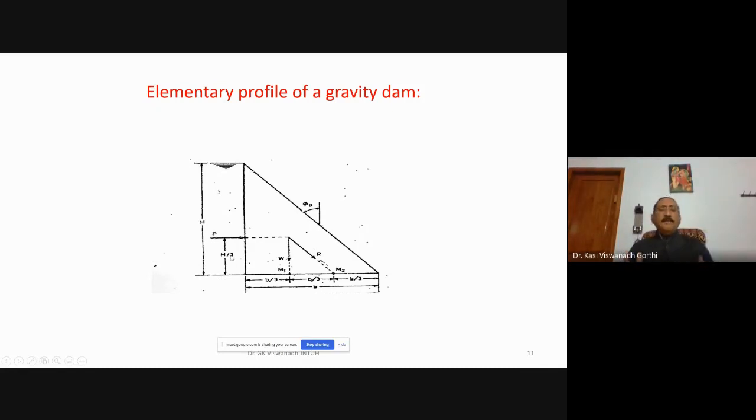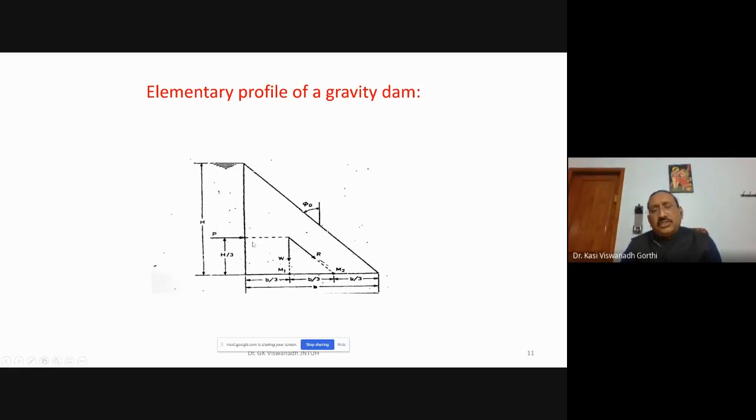So there are two major loads coming on the elementary profile. Other forces would also be there, but we are not considering them at the moment because we would like to see how simple the analysis is, and then we try to go further towards adding other forces also, maybe uplift force, etc. So the self weight acts vertically downwards through its CG, and the horizontal water pressure P acts at a distance of H by 3 from the base.